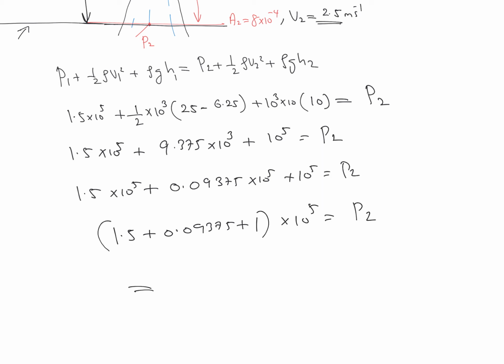So I'll get the value of P2 is equal to around 2.59375 into 10 raised to 5, or you can approximate it as around 2.6 into 10 raised to 5.